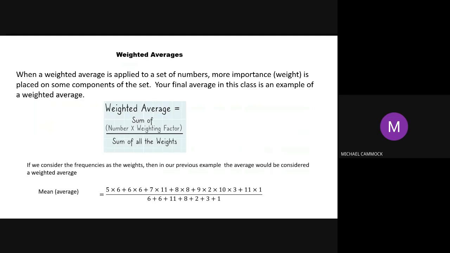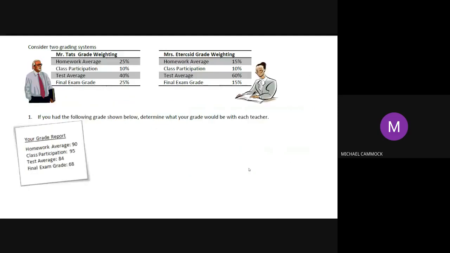If you think about what we just did, it was kind of like a weighted average, right? If you consider the frequencies in the previous question as the weights, so there were 6 of those size 5 shoes, 6 of the size 6 shoes, 11 of the size 7 shoes. Think of these numbers here as kind of like the weights, right? So this average that we worked out just now is kind of like a weighted average. I'm not going to do it again. I'm just showing you that what we did here is an example of this thing that we're calling a weighted average.